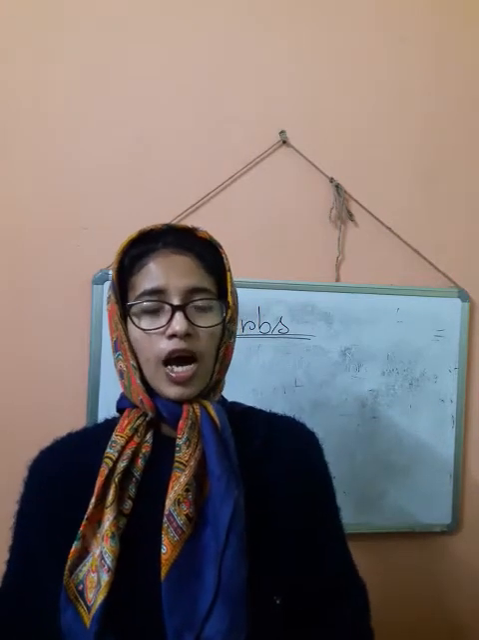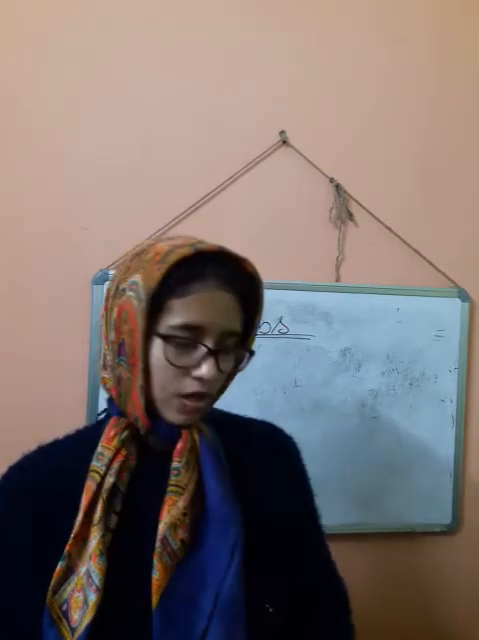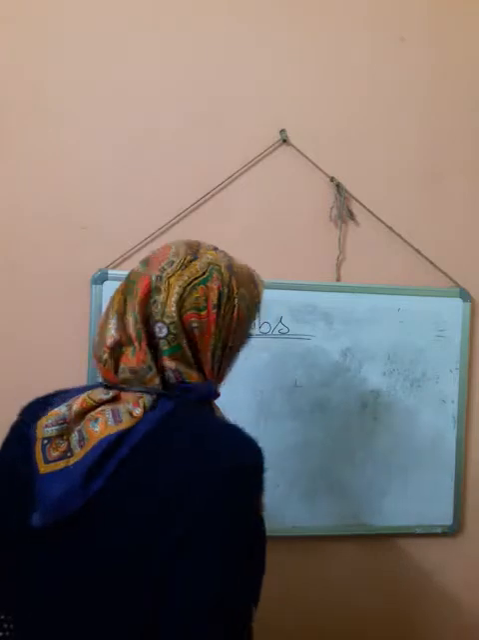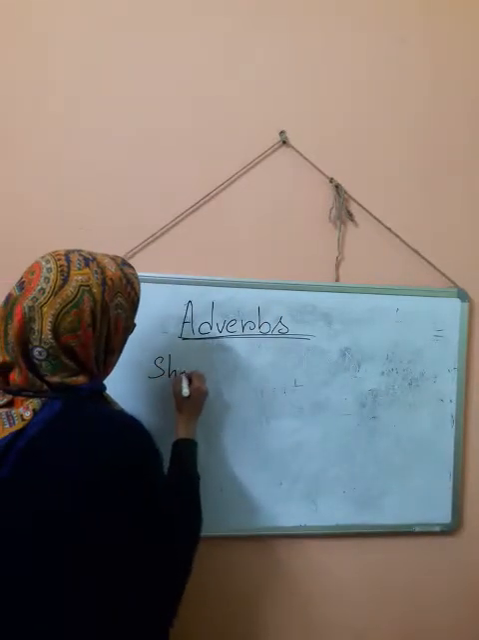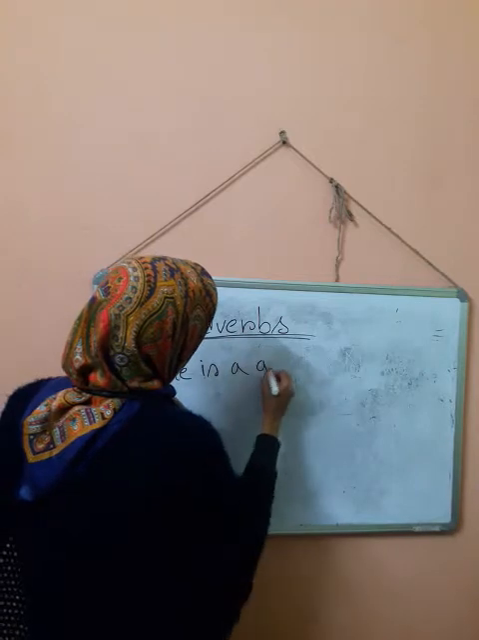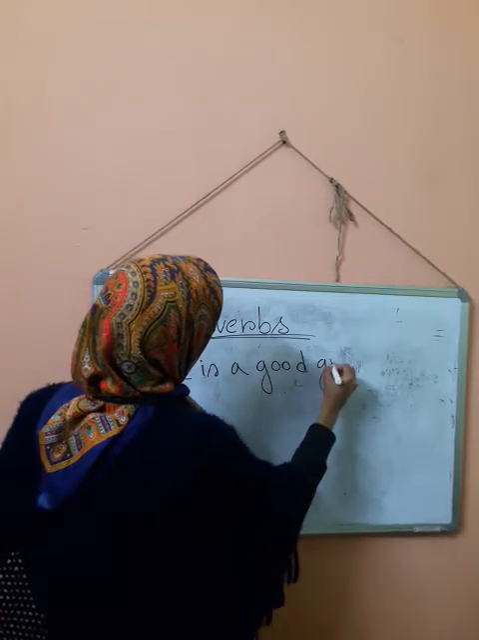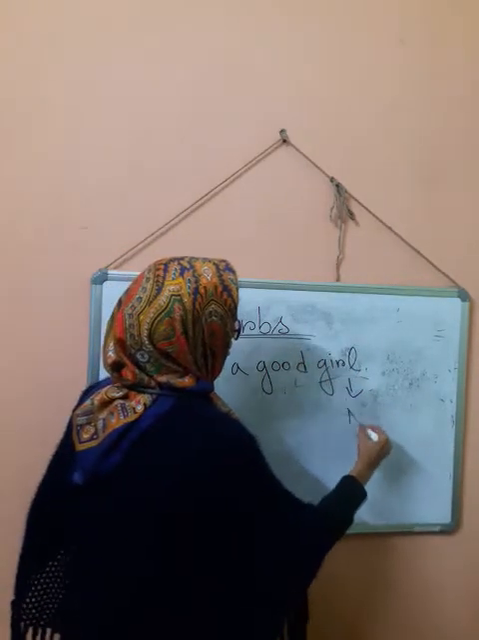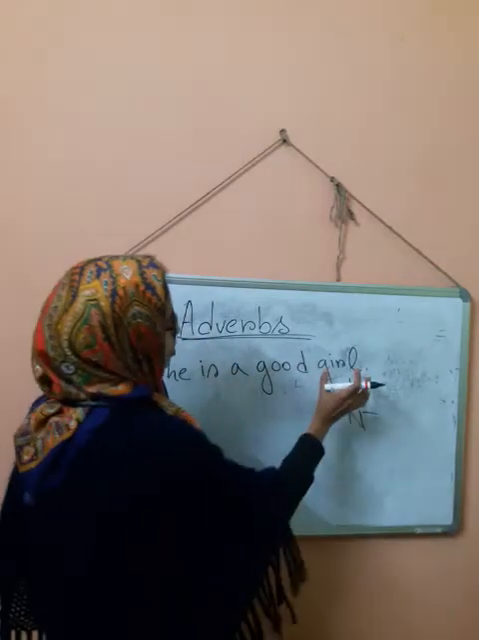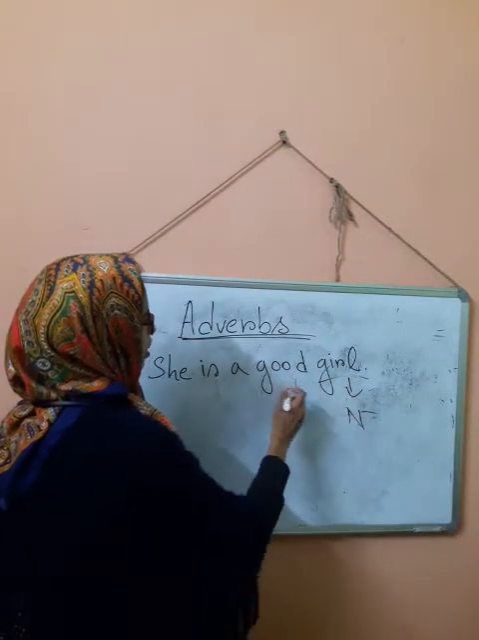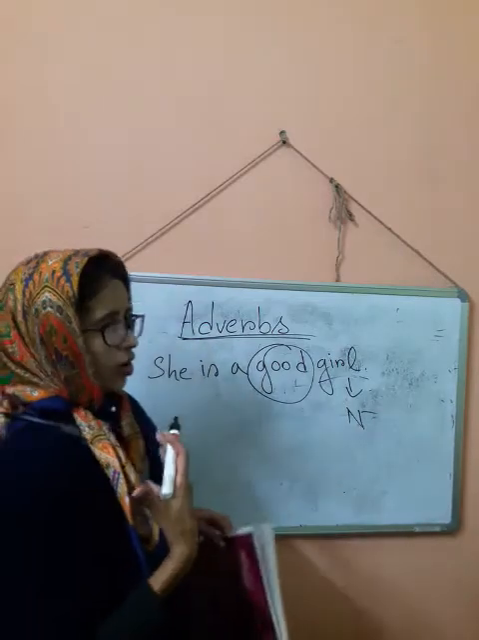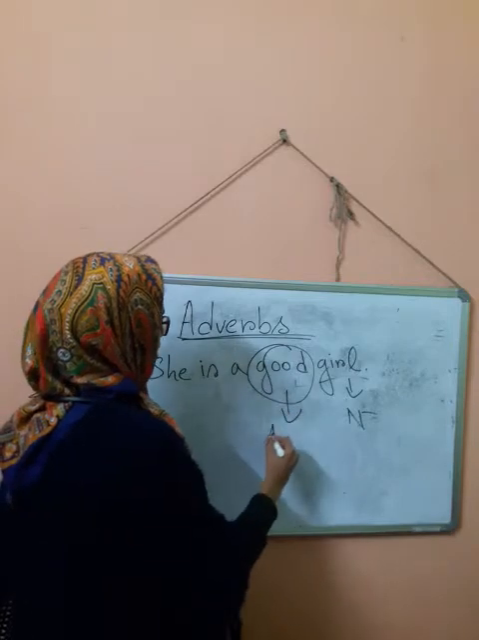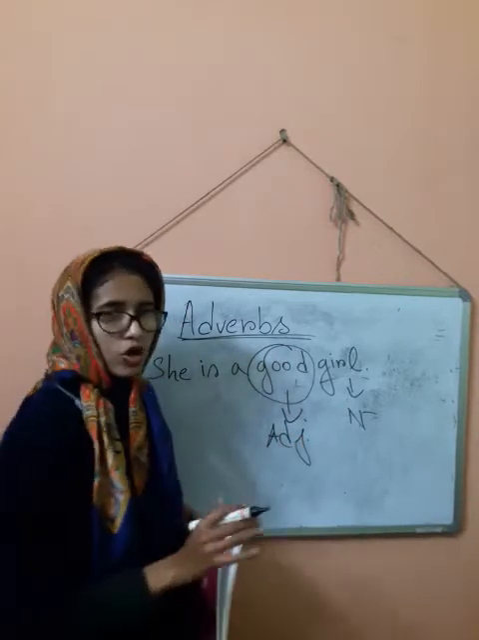Okay, if I say she is a good girl, let me write it down for you. She is a good girl. This particular word, this one is a noun, right? Now, this particular noun is qualified by this particular word. It shows how the girl is. So it is an adjective. I am writing down the short form.